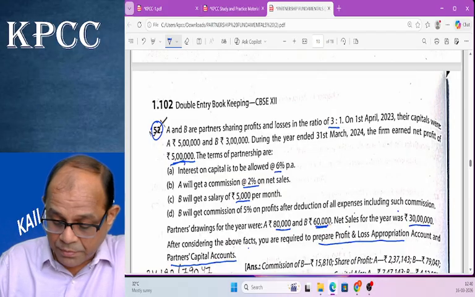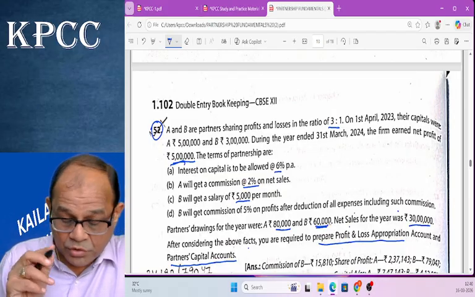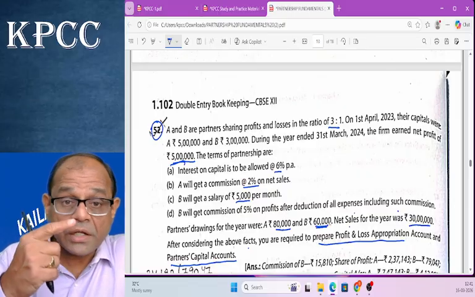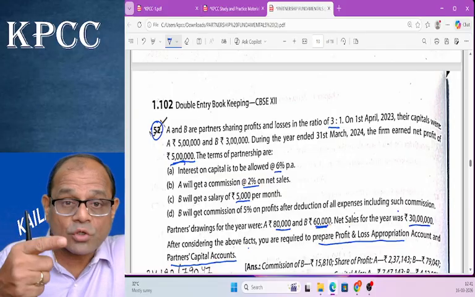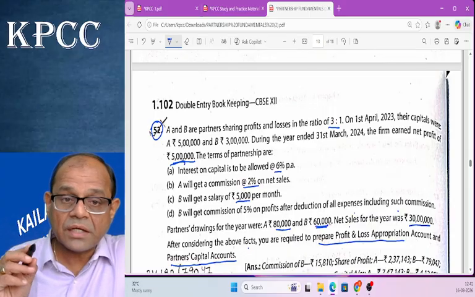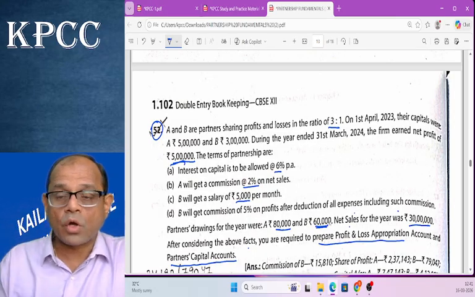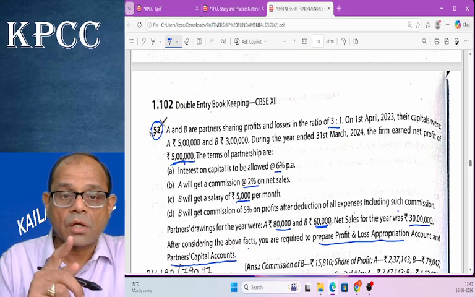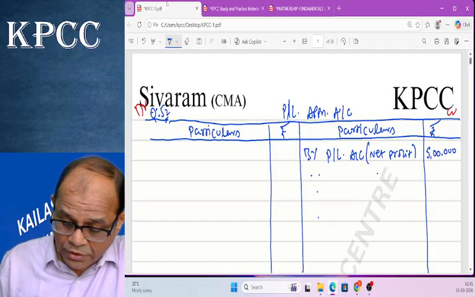Interest on drawings is not mentioned in the question, that's why we cannot put it. If it is there, you have to calculate it. All the list of the formulas I have given you in video 1. Applying those formulas, you have to calculate the interest on drawings and write it in the inner column for both the partners, and in the outer column the total amount of interest on drawings. In this sum it is not there, so ignore that.